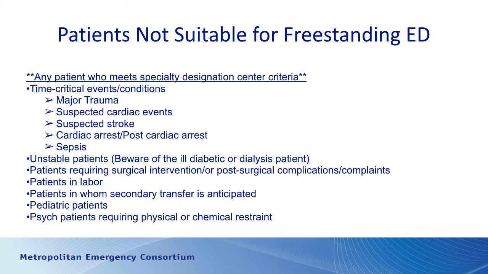And generally, patients with significant postoperative complications or complaints should go back to their home hospital where they had their surgery performed. Patients in labor should not be taken to a freestanding ED. These freestanding EDs have no obstetrical capability other than to do emergent deliveries. They generally do not have the ability to monitor the baby. So if you have a pregnant patient who has a complaint related to pregnancy or a complaint that can have a significant effect on their pregnancy, then they should be taken to a hospital-based emergency department that has obstetrical capabilities available out the back door.